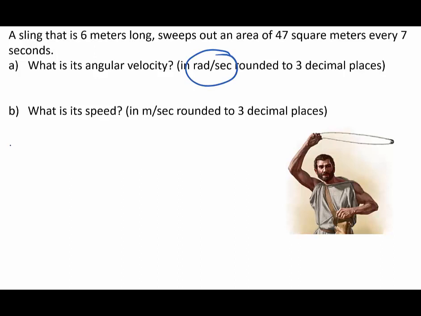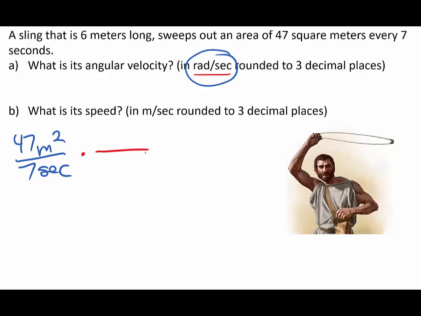Well, let's start out with what we're given. We're given 47 square meters per 7 seconds. So we have a fraction and we're going to use conversion fractions to get it into radians per second. Well, we've already got the seconds, so how am I going to get meters squared into radians? Well, let's think of an equivalent thing.